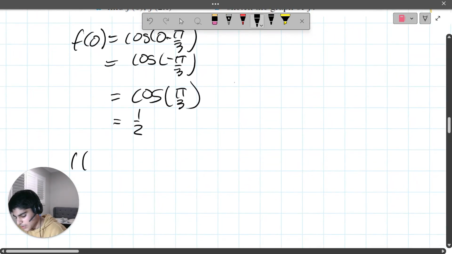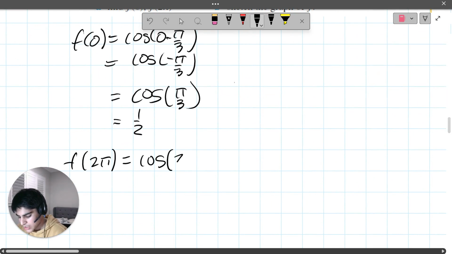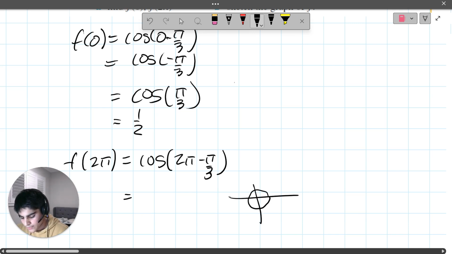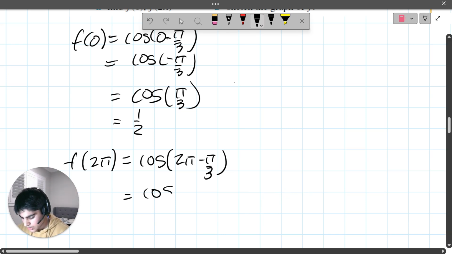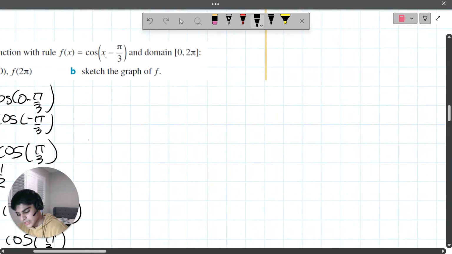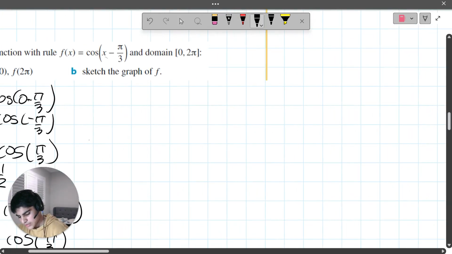F of 2 pi equals cosine of 2 pi minus pi on 3. This is the equivalent of going 1 full revolution and subtracting pi on 3. This is our reference angle pi on 3, and because cosine is positive at this point, we're just going to write cosine pi on 3, which equals 1/2 again. Now let's sketch this up. Let me sketch this properly.